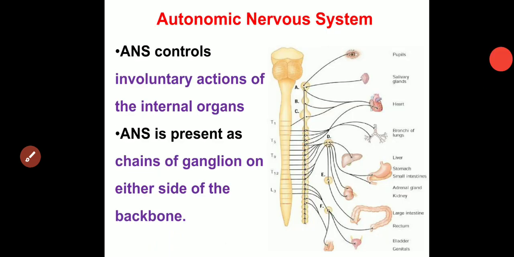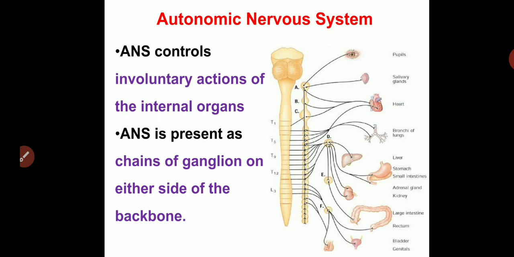Then coming to the autonomic nervous system. The nervous system which controls all the involuntary activities of various body parts is called the autonomic nervous system. Now this consists of a chain of ganglia. As you can see in the diagram, just surrounding or beside the spinal cord, you have a chain of ganglia. And from those ganglia, the nerves go out to various organs.